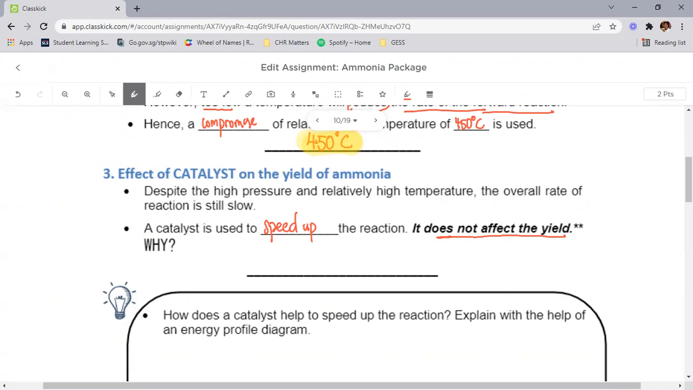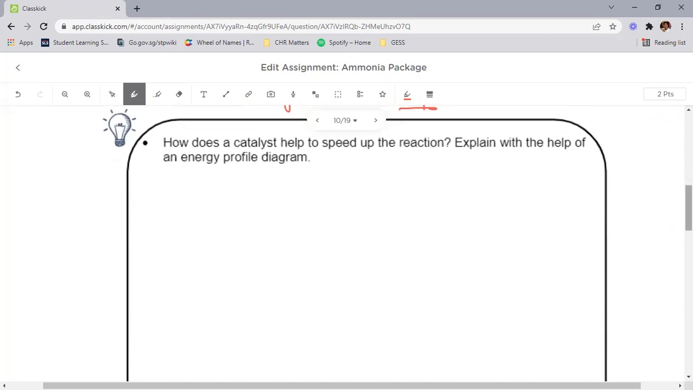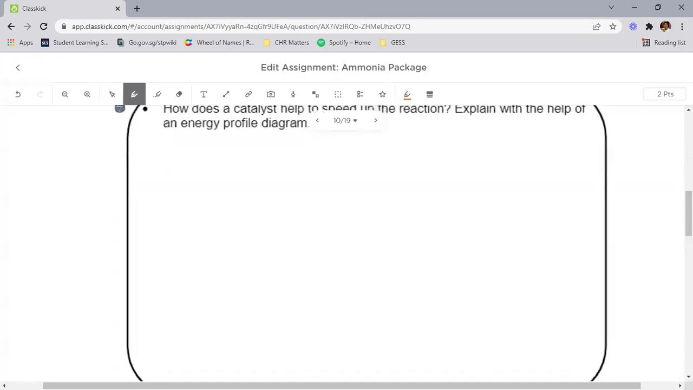So why is it so? Later on we'll go into it. The catalyst for ammonia production is actually finely divided iron. So three conditions for ammonia: 250 atm, 450 degrees Celsius, finely divided iron. If you see your textbook, they'll put the word catalyst, but finely divided iron is the material they're using. So how does the catalyst speed up the reaction? I think we have done this a few times. This is also in your WA1, but I'm just going to keep it short for everybody.